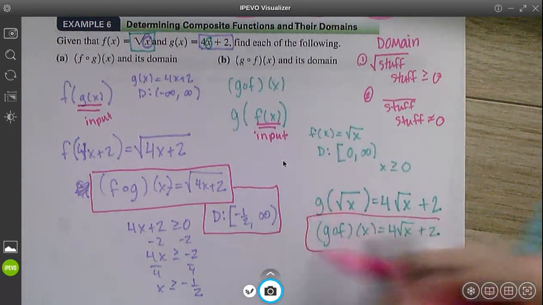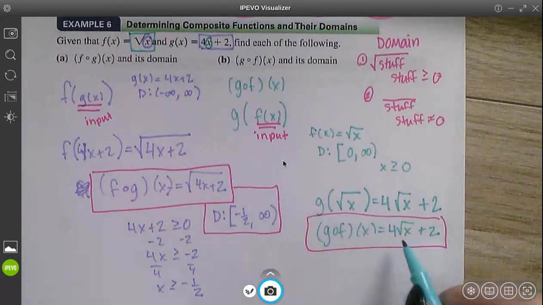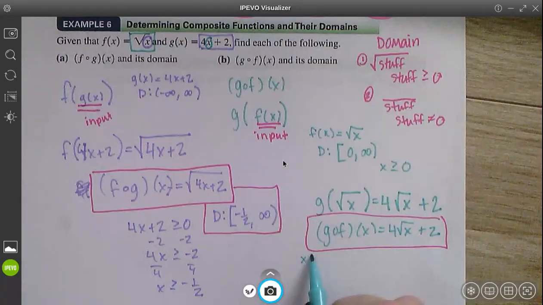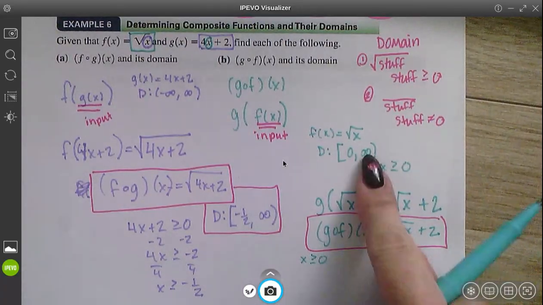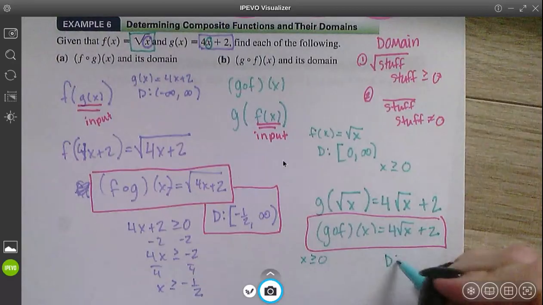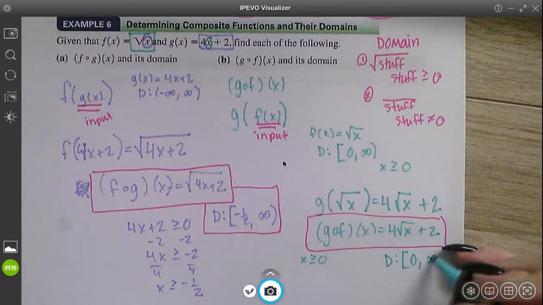And then we have to find the domain. The domain for the final function, it has a square root in it, so I'm going to take what's inside the square root, set it greater than or equal to 0, and that's actually the same domain as the input function. So the domain would be 0 to infinity.